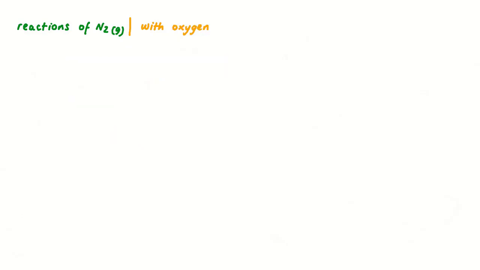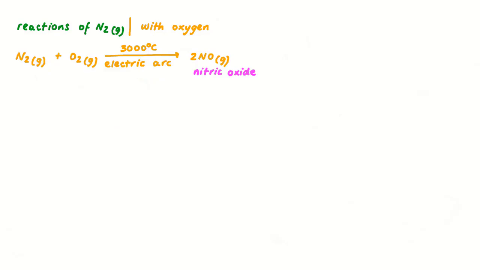Nitrogen can also react with oxygen gas. This reaction produces nitric oxide. The reaction of nitrogen and oxygen requires very high temperatures, around 3000 degrees C. These temperatures are easily reached within an electric arc.